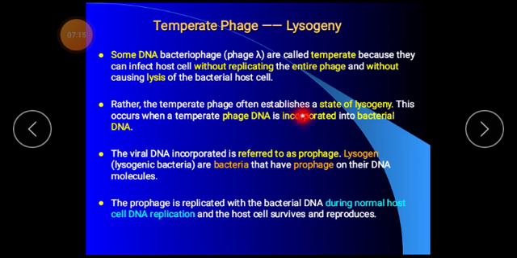Then, the temperate phage often establishes a state of lysogeny. This occurs when a temperate phage DNA is incorporated into bacterial DNA. You have to know that the incorporated viral DNA is referred to as prophage, and lysogenic bacteria are bacteria that have prophage in their DNA molecules. The prophage is replicated with the bacterial DNA during cell division, so the host cell DNA replicates, and the host cell survives and reproduces.